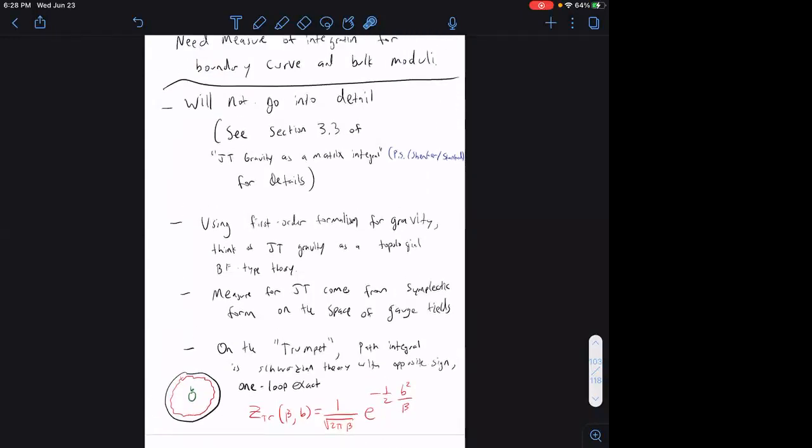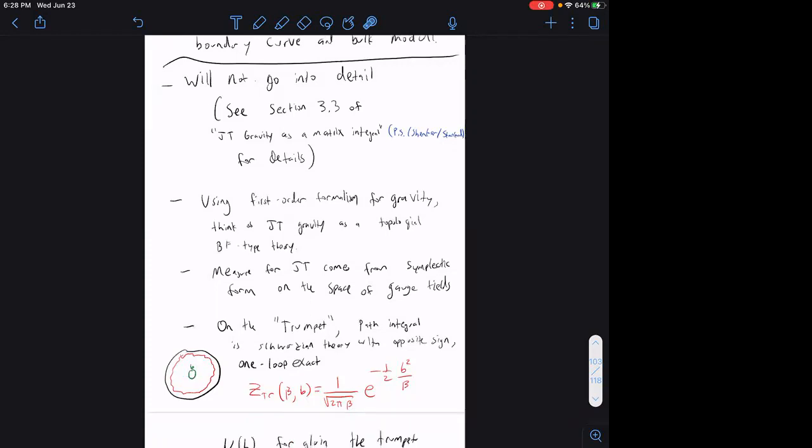So we can think of JT gravity in the first order formalism with the Vielbeins and the spin connection as an SL(2,R) gauge theory. It's a certain type of topological BF theory. And the point there is that when you view JT gravity as this BF theory, it's an integral over gauge fields, there's a natural measure for the gauge fields that comes from the symplectic structure, the symplectic form on the space of the gauge fields. So the measure is derived from that symplectic form.